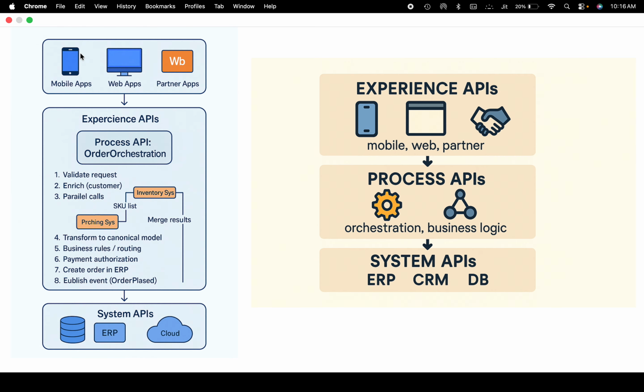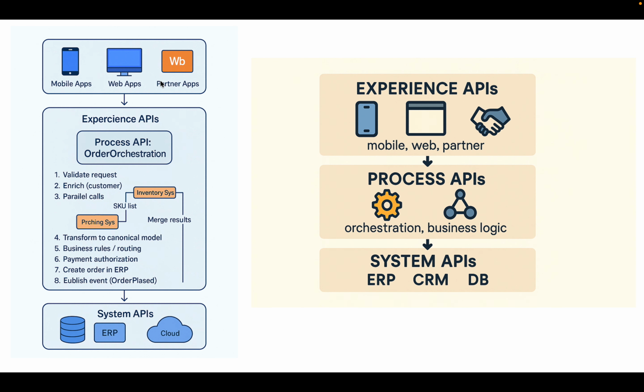the data. So this is the architecture where you can see the mobile app, web app, and the partner app are calling an experience API. The experience API calls the process API. So the process API is the place where the orchestration happens, like it validates the request, it enriches the request, it does a parallel call, it does a transformation to the canonical schema, it also performs some kind of complex transformation, applies business rules, right, routing. So these are the functionalities that have to be implemented at a process API.